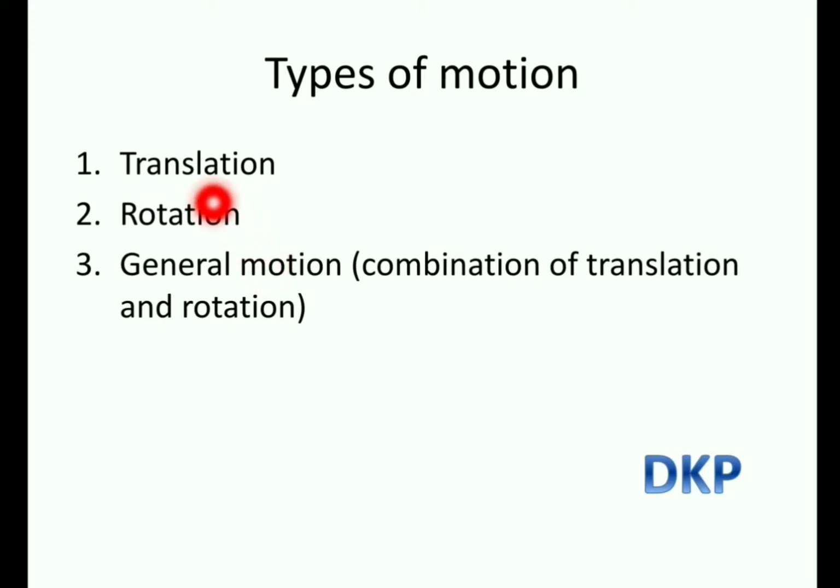The first one will be translation motion, next will be rotation motion, and the third one is the most important, the method for which we are going to learn the ICR method. This motion is known as general motion. What is general motion? General motion is the combination of both translation motion and rotation motion.